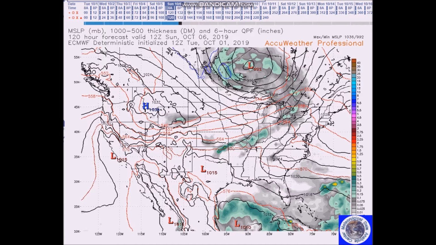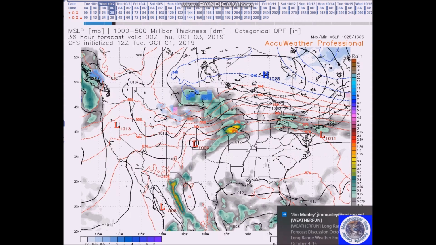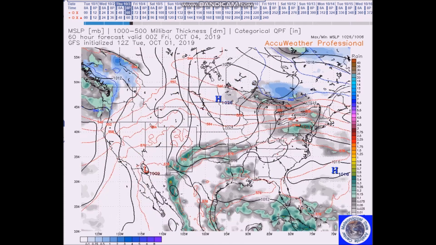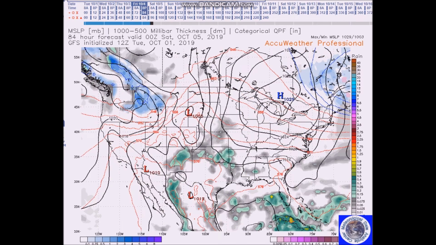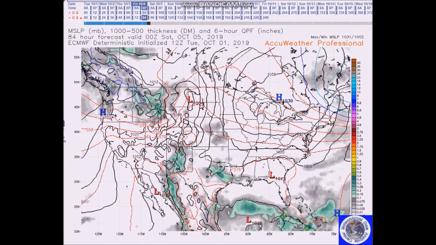Also, a system will be moving into the Rockies and the plains, which will bring scattered rain and high elevation snows to parts of the west late in the week, and areas of local and moderate to heavy rain over the central plains this weekend. So we'll take a look at that. Here's our system moving in to the west. This is the GFS. Here's the European.